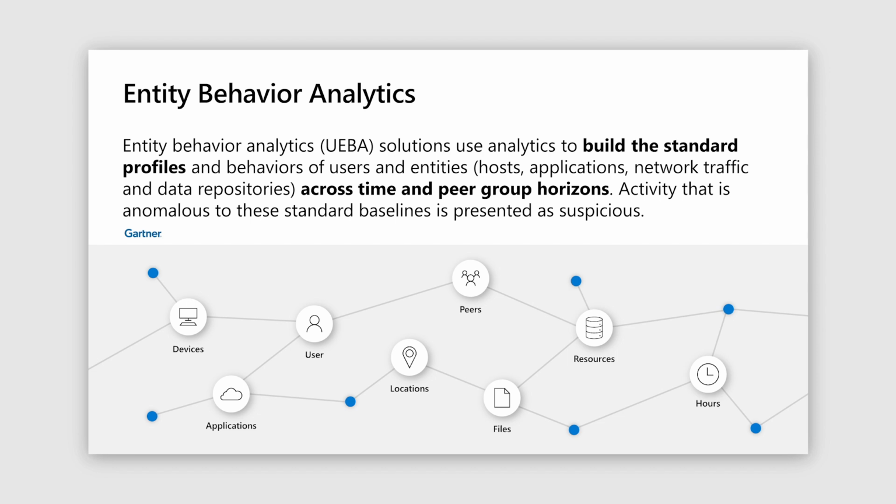It talks about the ability to build a comprehensive profile of the user and entities across time and peer groups horizon. Which devices the users log on to, which application, from which location or resources the user accesses, in which hours, and what is the volume and frequency of those activities. By identifying what's normal behavior, we can easily find anomalies, which are activities that deviate from the user profile.